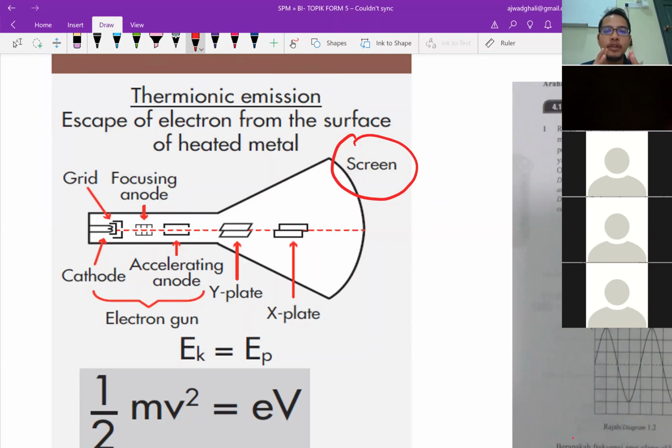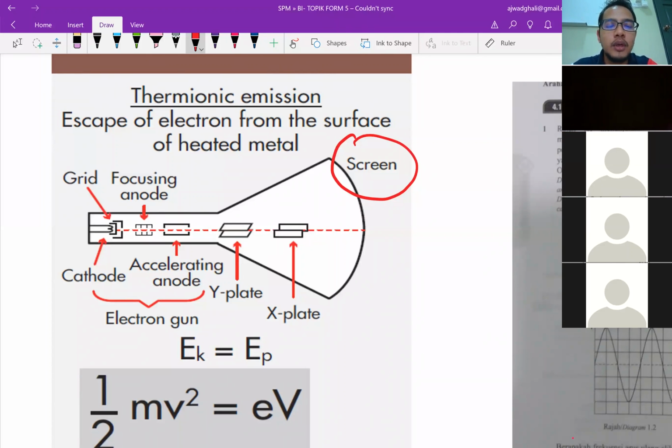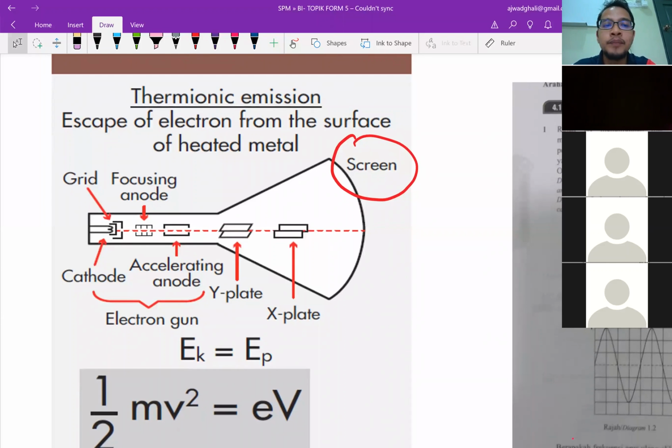So what is the component in the CRO? Okay, you learn what is the component in the CRO. To understand how CRO works, CRO works based on the concept of thermionic emission. Thermionic emission is a process of escape of electron from a surface of heated metal. So metal is here at the back. We call it a cathode.